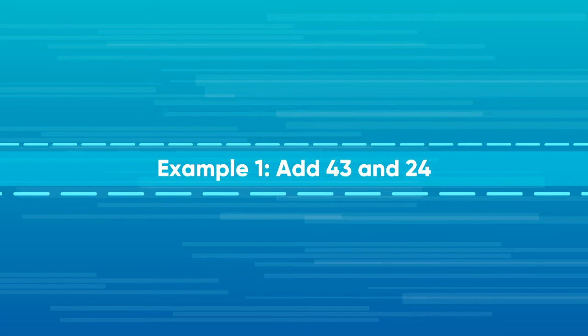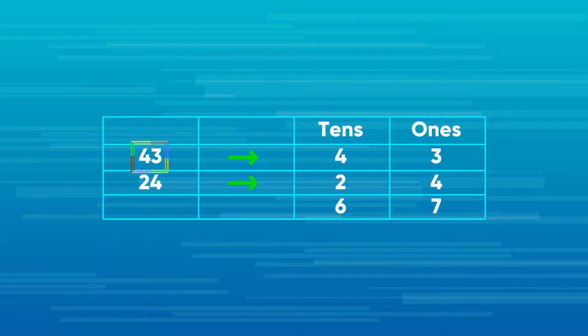Example 1. Add 43 and 24. 43 is equal to 4 tens and 3 ones. 24 is equal to 2 tens and 4 ones. Adding the ones column, 3 ones plus 4 ones is equal to 7 ones. Adding the tens column, 4 tens plus 2 tens is equal to 6 tens. So, the sum is 6 tens and 7 ones, which is equal to 67.